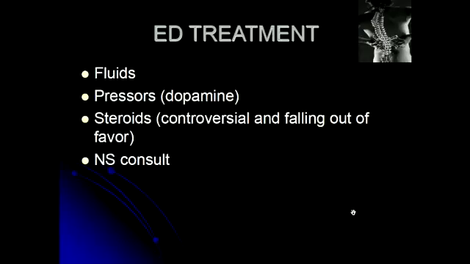From an ER point of view, she received fluids. So anybody in spinal cord shock should receive fluids first because they become vasodilatory, and their blood vessels sort of dilate and all the fluid goes into the tissues. Then you would add a pressor, typically dopamine, and steroids are controversial. They're falling out of favor, so most spinal cord injuries should not receive steroids. They've never been proven to be of a benefit.